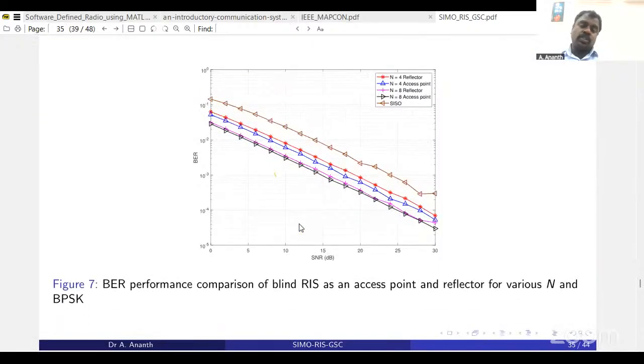So this is the comparison with SISO. Here you can see we are comparing with SISO. SISO means you have a single transmitter and single receiver antenna. From this, you can see that obviously your RIS element with n equal to 8 and 4 is better compared to your SISO system. This means that if you have one transmitter and one receiver, and you transmit some information between them, you will get some BER. And if you have an RIS element in between, without any direct line of sight, this RIS element is obviously increasing the performance compared to your SISO system.